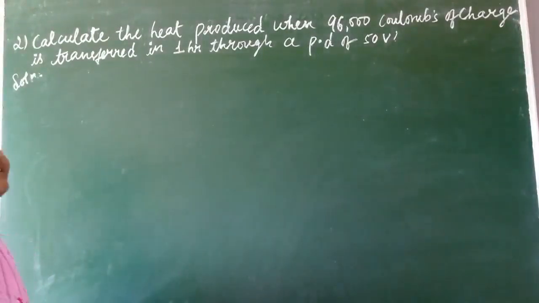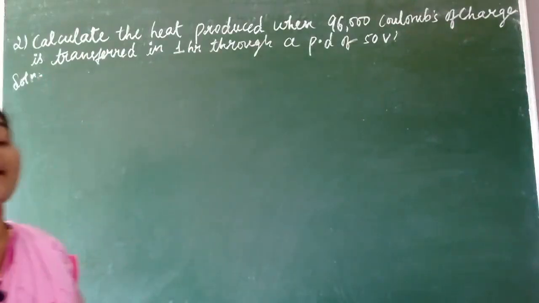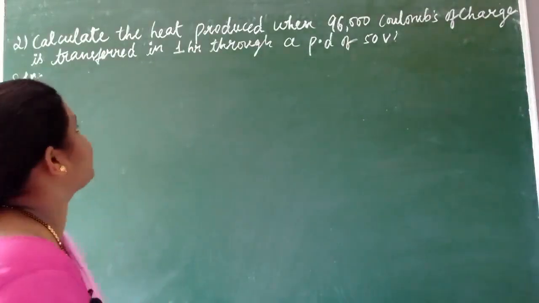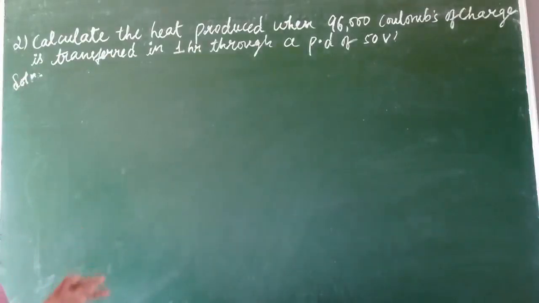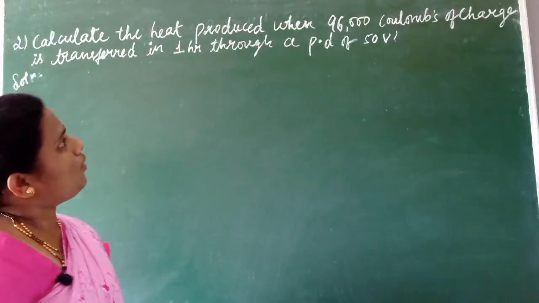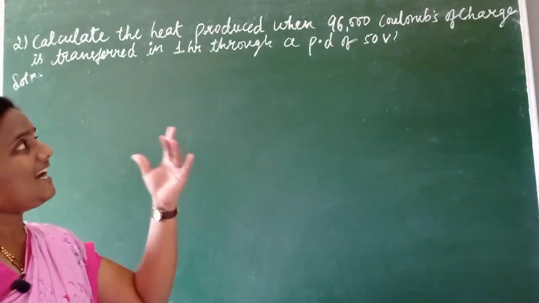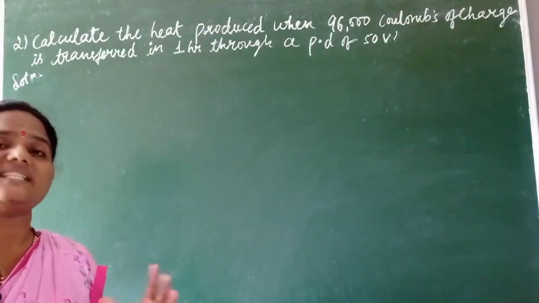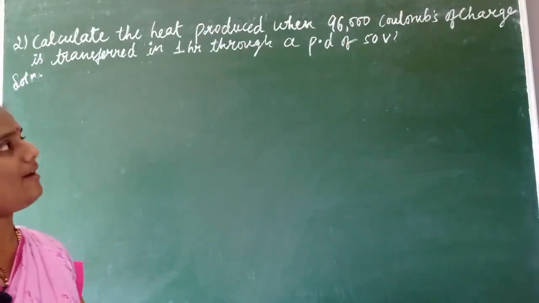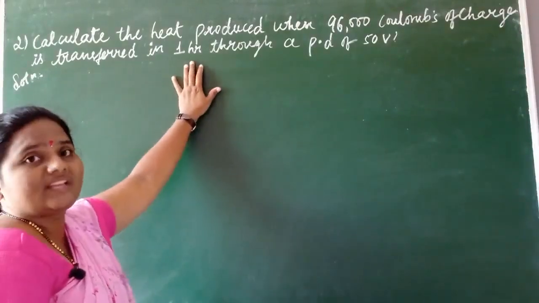Children, now let us solve one more problem: calculate the heat produced when 96,000 coulombs of charge is transferred in 1 hour through a potential difference of 50 volts. They have given the charge value, 96,000 coulombs, and they have also given the time, isn't it, children?